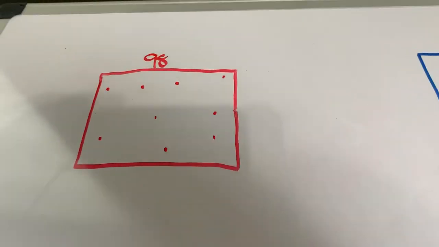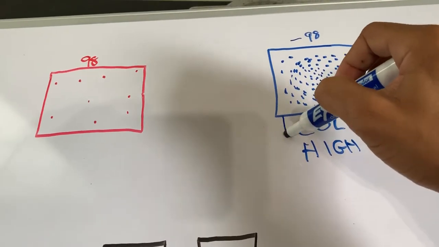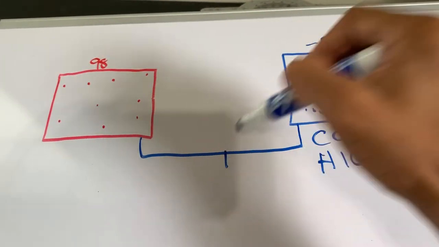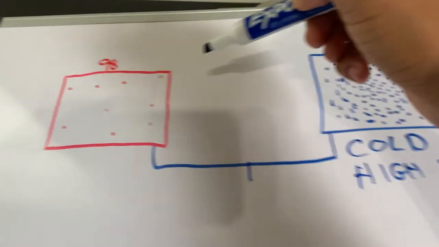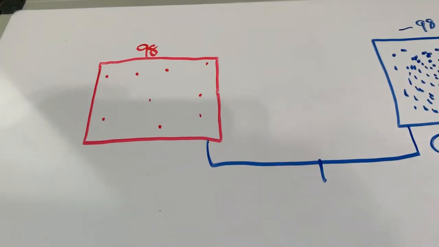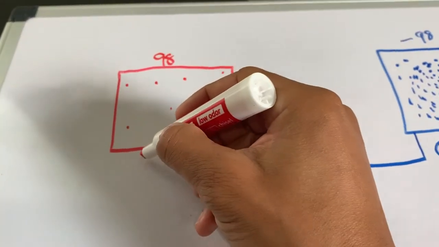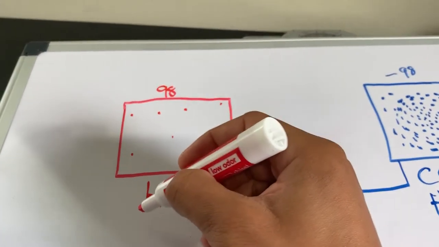Now over here, if we tip these on a scale, obviously this one is going to be a lot heavier because look at all these air molecules versus this one over here. So this one is going to be hot, and it's going to be low pressure.